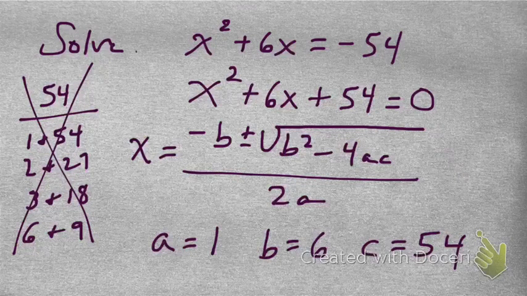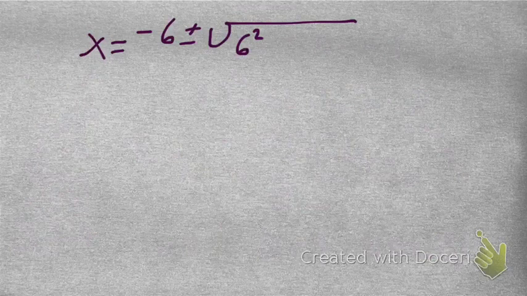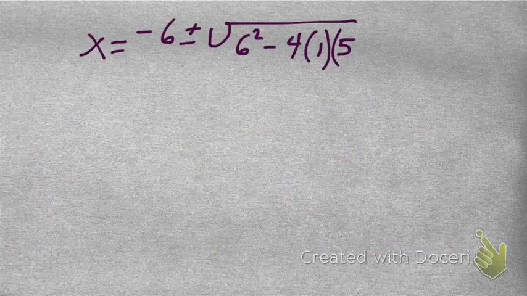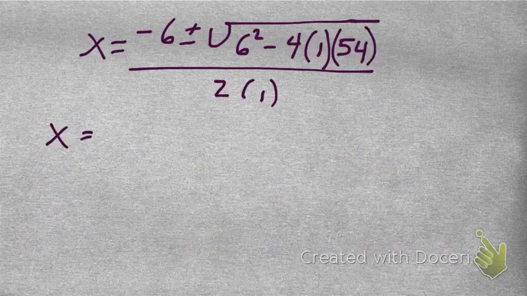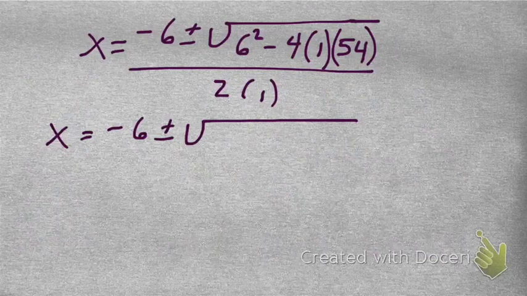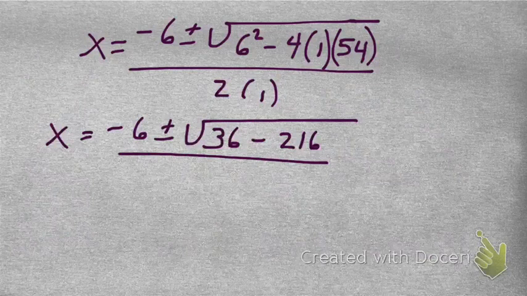Plug into the formula. The opposite of B, that is the opposite of 6, a negative 6. B squared is 6 squared. 4 times A times C. This is all over 2 times A. Okay, well, let's work it out. Squaring positive 6, like squaring negative 6, makes 36. 4 times 1 times 54 is 216. This is all over 2.